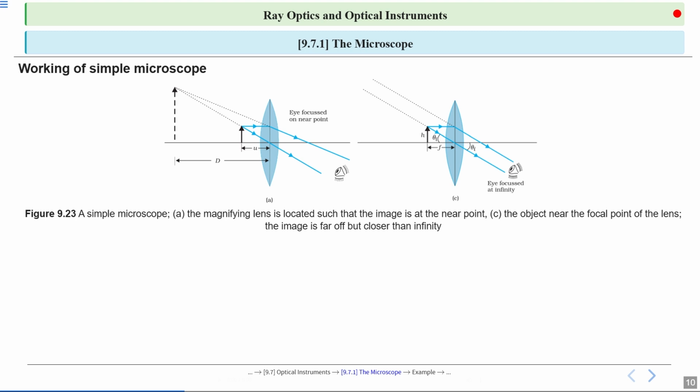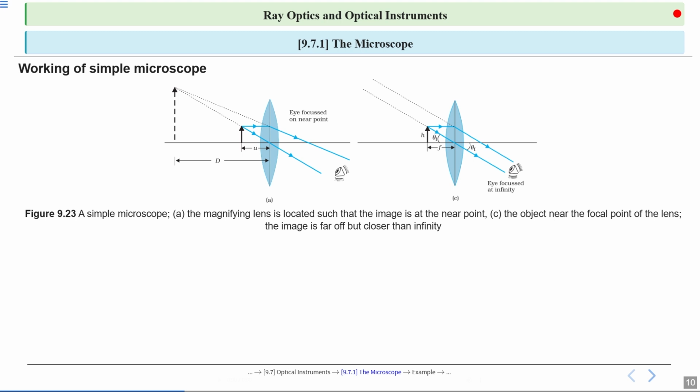Here we have two images illustrating the setup of a simple microscope. On the left, the magnifying lens is positioned so that the image is at the near point, D, which is the closest point at which the eye can focus comfortably. On the right, the object is near the focal point of the lens and the image appears far off but closer than infinity. These images help us visualize how the lens manipulates light to magnify the objects.